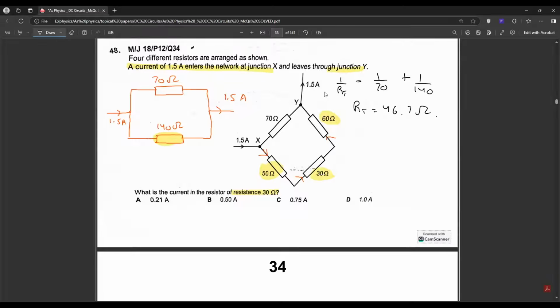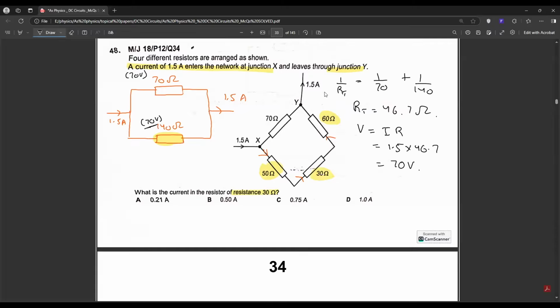Perfect. The current is 1.5 ampere. Can you calculate the voltage? Yes, V is equal to IR. Your I is 1.5. Your total resistance is 46.7. This comes out to be 70. The voltage is 70 volts. So this branch will also be getting 70 volts.